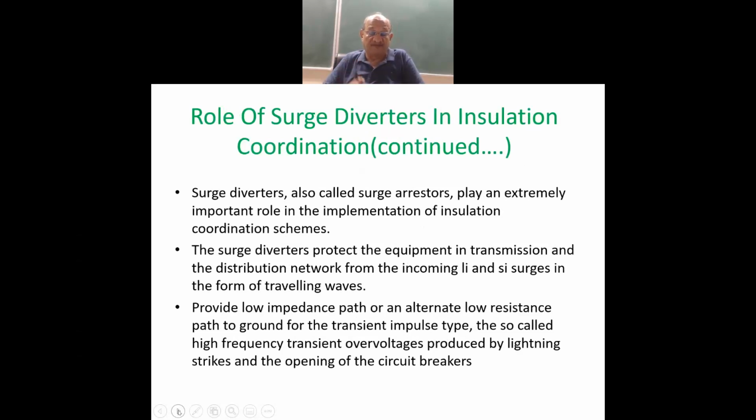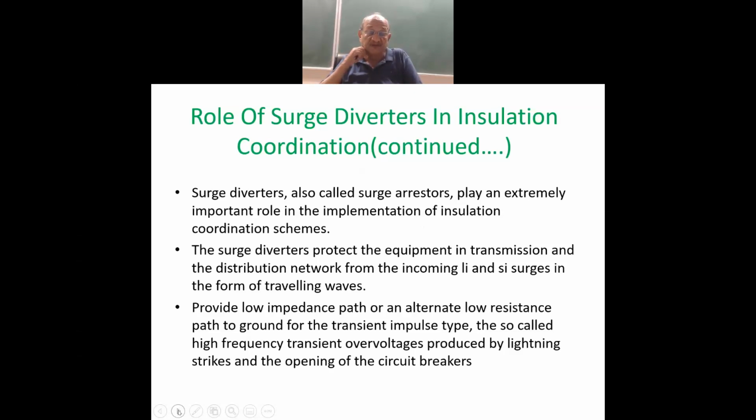Yeah, that is what I have described, the role of such diverters in insulation coordination. You can read it once again. I have discussed practically everything in this slide, what is written there. Anyway, you should read it and I'll read it out.